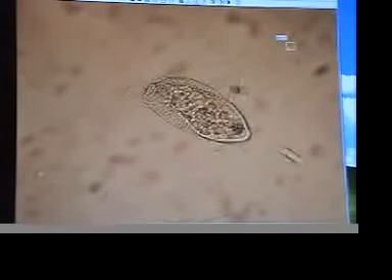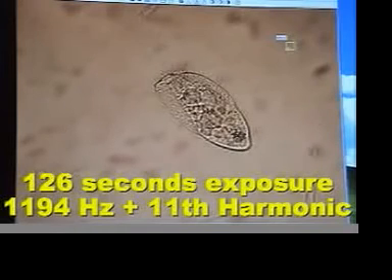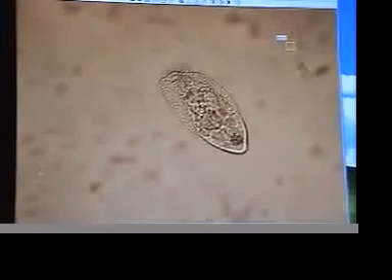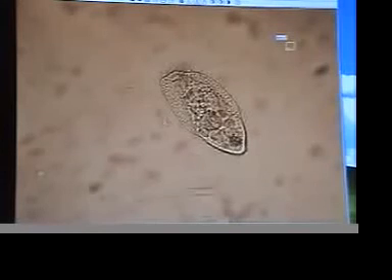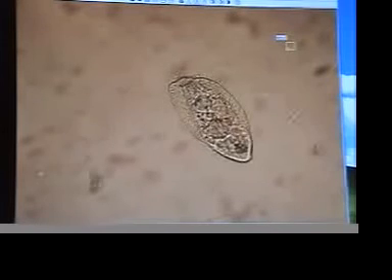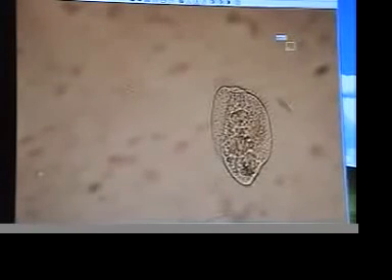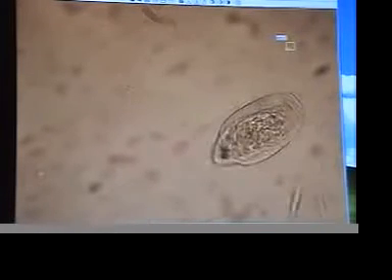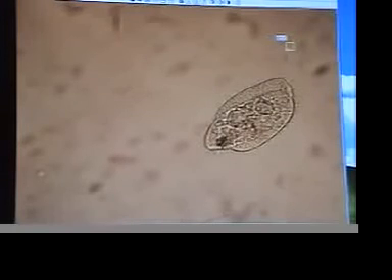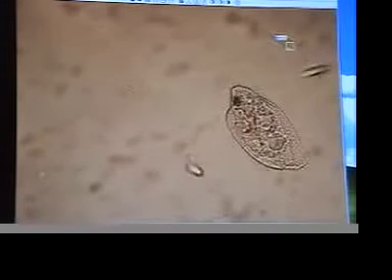126 seconds, so we saw a change starting at 100 seconds. The frequency is 1194 hertz. Keep your eye on that organism. Continued changes. Morphological transformation of the protozoa Paramecium caudatum.